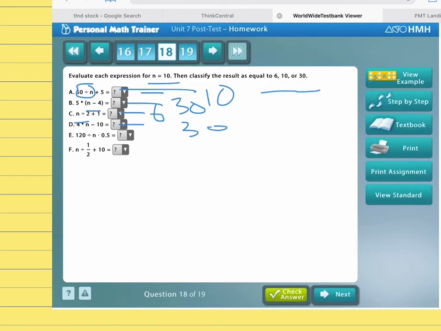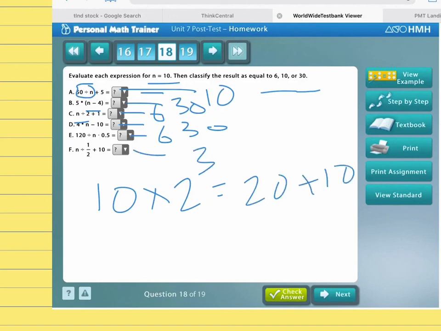120 divided by 10 is 12. And 12 times 0.5 is 6, or 5/10. So you could say half of 12 is 6. So the fifth answer is going to be 6. And for the last one, if n is 10, then 10 divided by 1/2. Remember, that's the keep change flip. It's the same as 10 times 2, and that's 20. 20 plus 10 is 30. So the last answer is going to be 30.